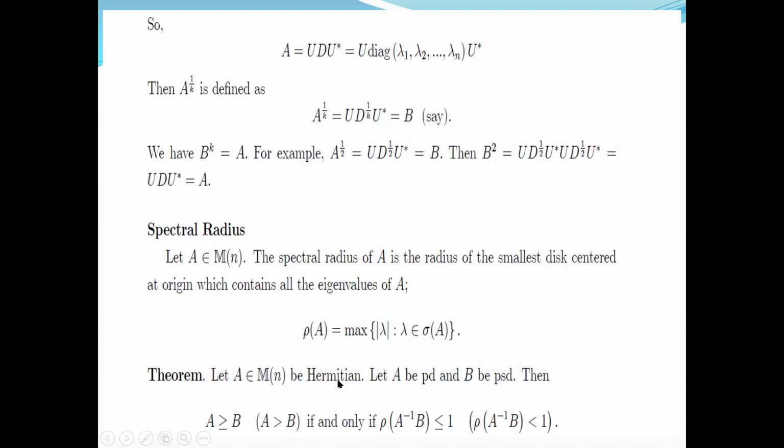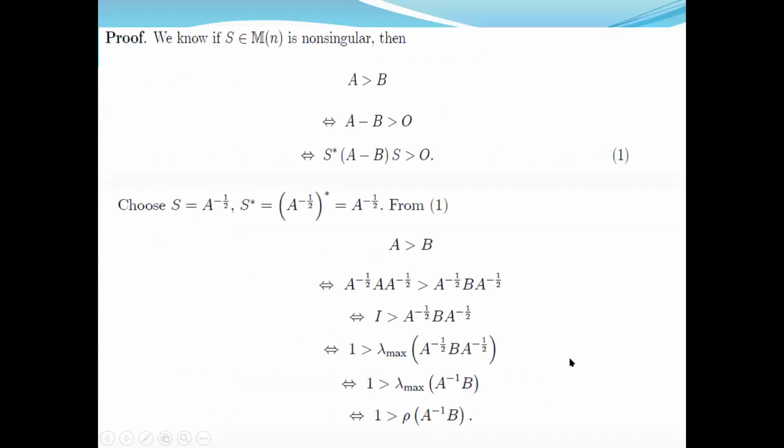If A is Hermitian, A we take to be positive definite and B positive semi-definite, then A is greater than or equal to B if and only if rho of A inverse B is less than or equal to 1. And if we have strict inequality here, we have strict inequality there. Now if A is greater than B, then for every non-singular matrix S, S star (A minus B) S is also strictly greater than 0. That is, this is a positive definite matrix.